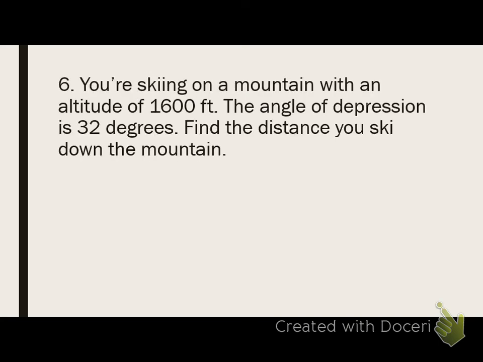You're skiing on a mountain with an altitude of 1,600 feet. The angle of depression is 32 degrees. Find the distance you ski down the mountain. So, you have an altitude of 1,600 feet. What is another word for altitude? A height. So which of my sides is going to be 1600? The vertical.